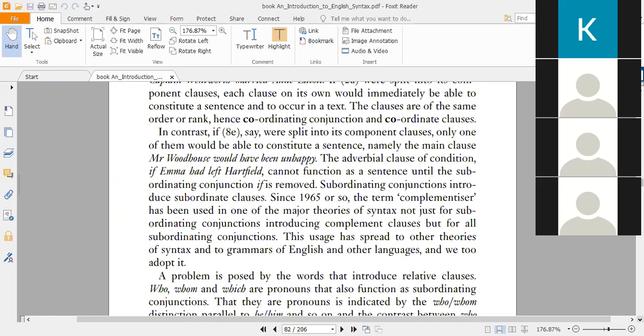Yes, sir. Subordinating conjunctions introduce subordinate clauses. Since 1965 or so, the term complementizer has been used in one of the major theories of syntax, not just for subordinating conjunctions introducing complement clauses, but for all subordinating conjunctions. This usage has spread to other theories of syntax and to grammars of English and other languages, and we too adopt it.